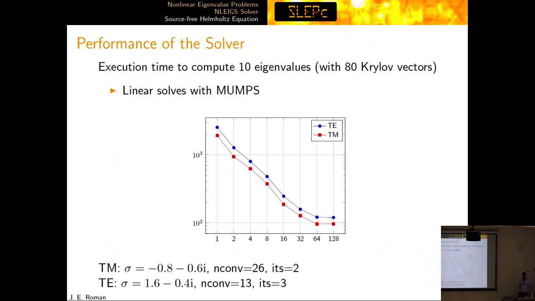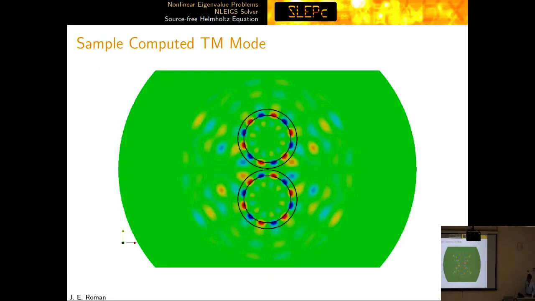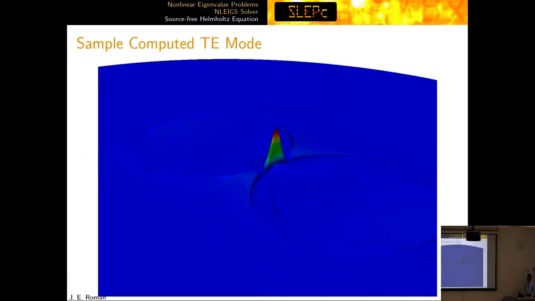This is the execution time for computing 10 eigenvalues with different numbers of processors. We have more or less good scalability up to 128 processors. Of course, we are using MUMPS, which has limited scalability. And some pictures. This is one computed TM mode, and this is one TE mode where we can see the 2 disks, and in the middle we have this surface plasmon that is a big peak in the middle.